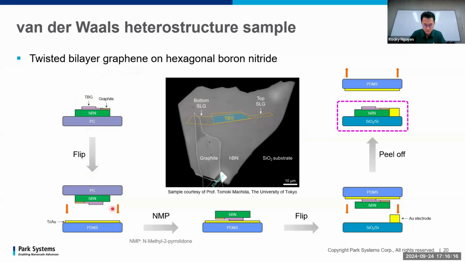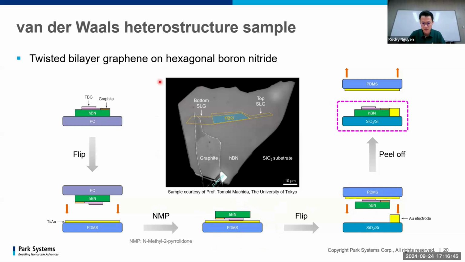After transferring, this polycarbonate film is removed using NMP solvent, like this. And then this entire stack is flipped and transferred to the final silicon substrate for measurement. So after peeling off the PDMS film, we have the sample like this. So this is the sample used for IC and FM measurement.